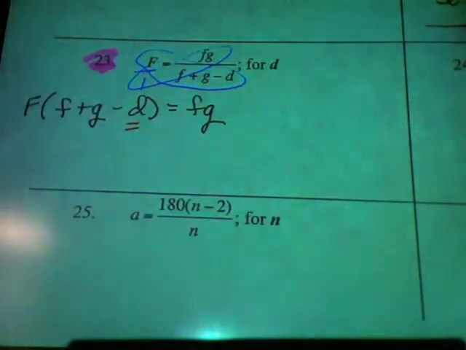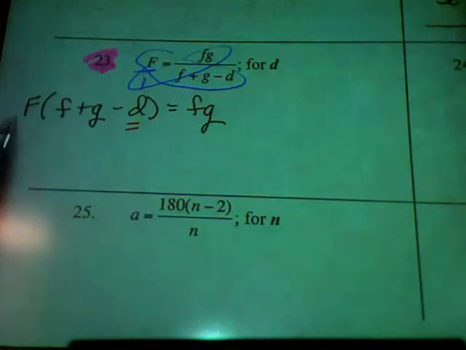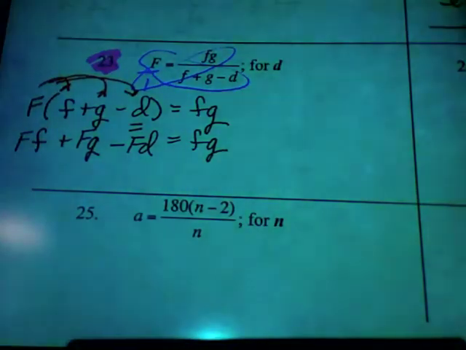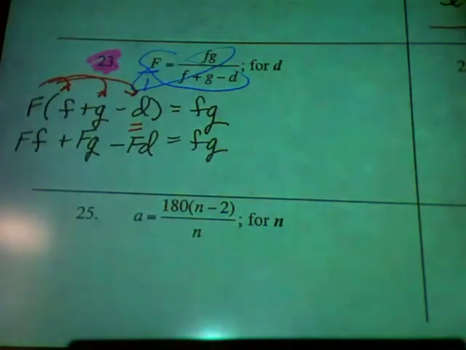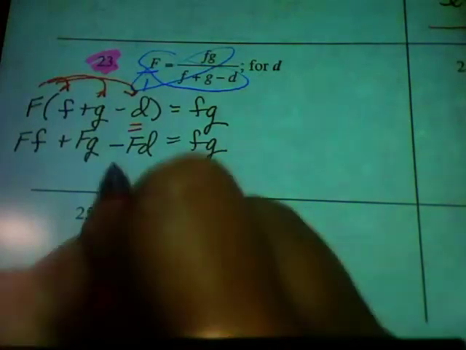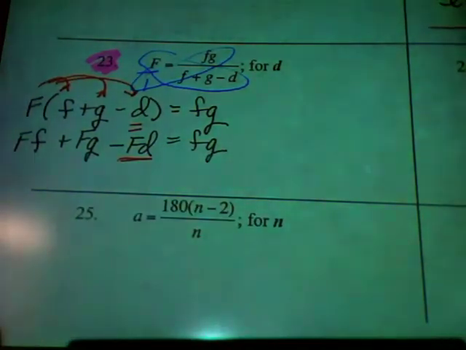Do I have a fraction out in front? No. So if I were you, I would distribute the capital F into everything. Capital F little f plus capital F little g minus capital F little d equals fg. What am I solving for? D. This is the only term with a D in it, right? How do I get rid of these two terms?